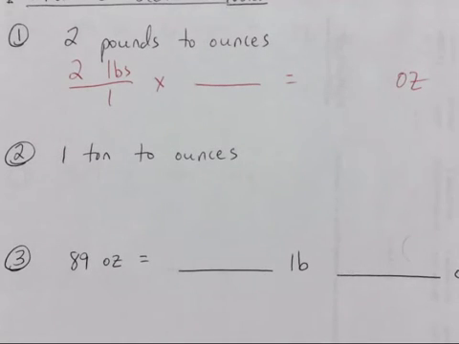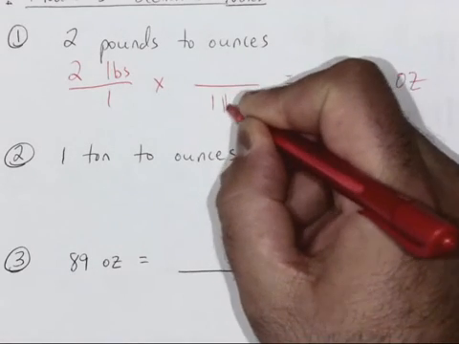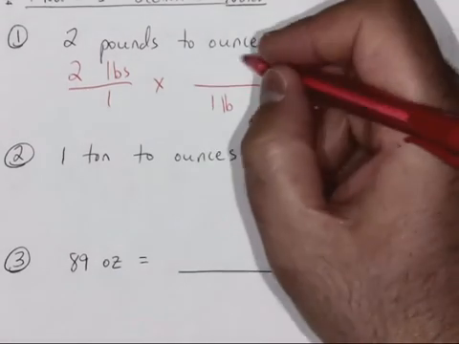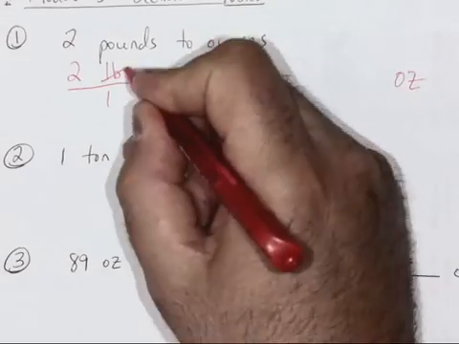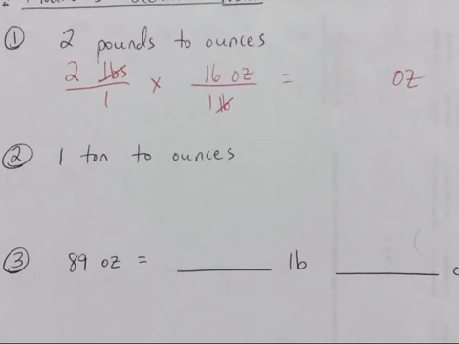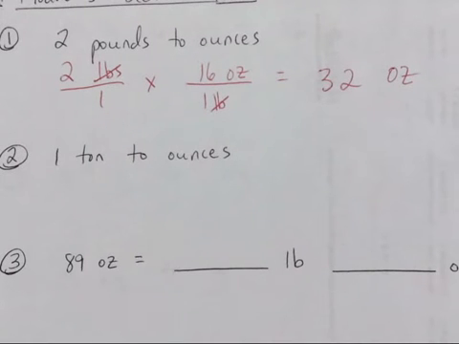So we want to make sure we get our units straight. The conversion that we want to use is 16 ounces equals 1 pound, and I want pounds to cancel. So I'm going to put pounds in the bottom, ounces in the top in the numerator. So pounds cancels, and we're left with ounces. And then I multiply those two fractions. 2 times 16 is 32 over 1, or 32 ounces. So the system for doing these conversions is really the same. Unit fractions, we're just using a different set of conversions.